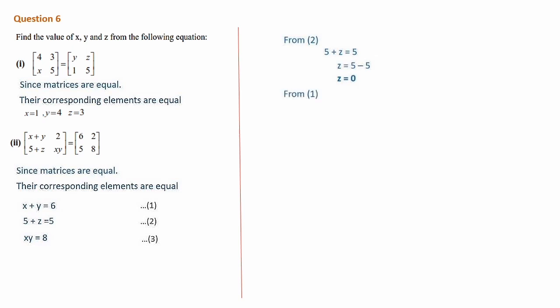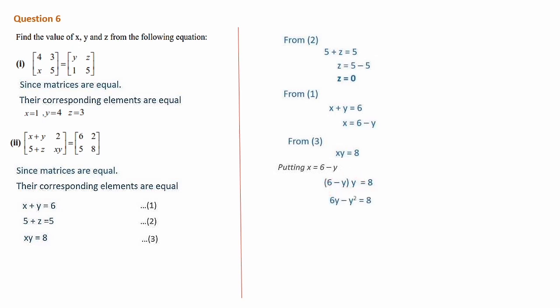So here we will be taking equation number 1. From equation number 1, that is x plus y is equal to 6, from here we can calculate the value of x. If you bring y to the right side, it comes as 6 minus y. X is equal to 6 minus y. Take this value of x and substitute in equation number 3. That means equation number 3 is xy is equal to 8. So when we substitute the x value, it is (6 minus y) into y is equal to 8.